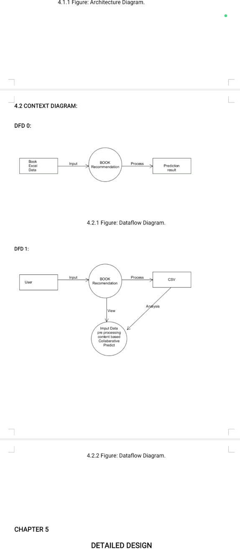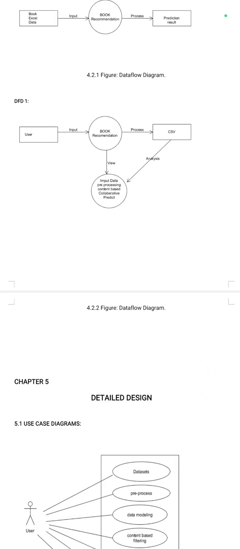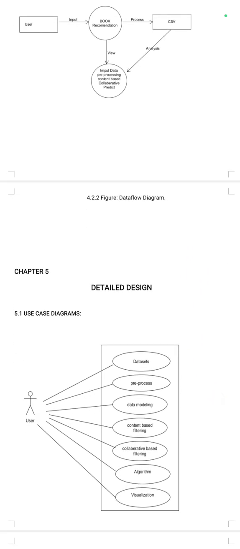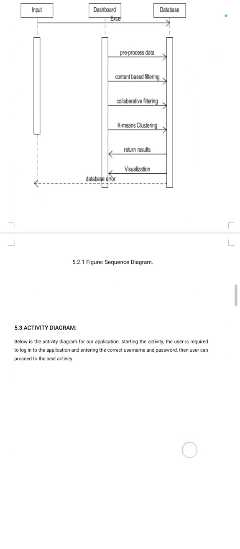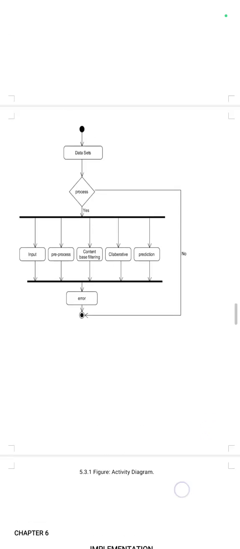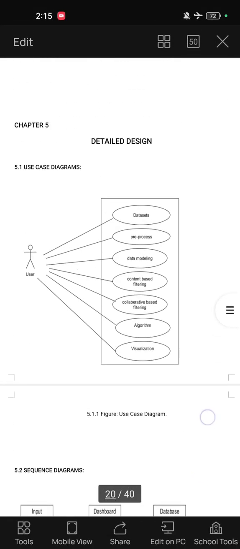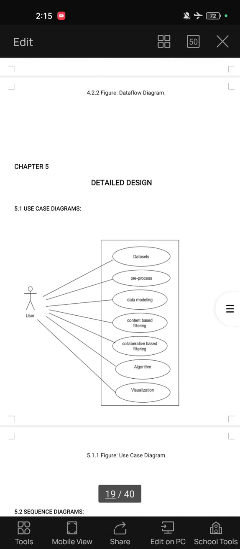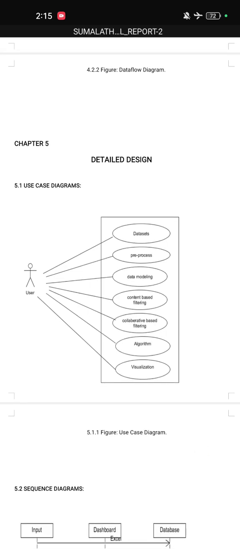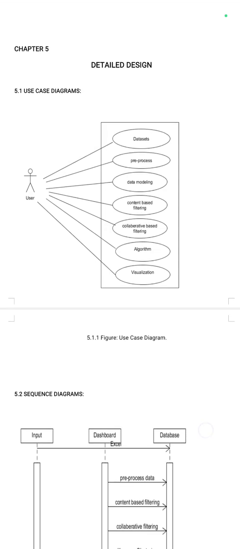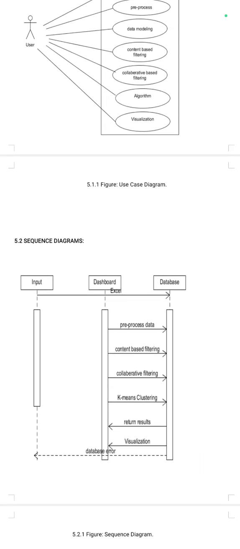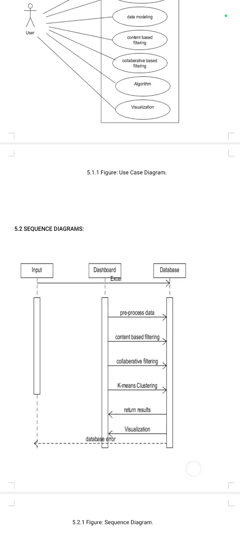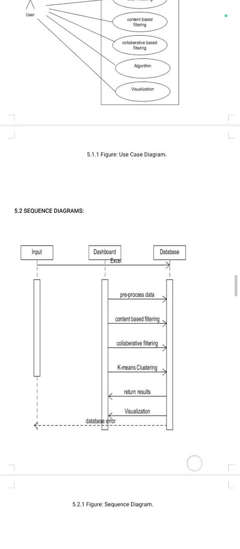Next is chapter 5, detailed design. In detailed design, we have to use a use case diagram, sequential diagram, and activity diagram. In the use case diagram, there is a data set, a preprocessor data module, construct database, content-based filtering, a collaborative filtering algorithm, visualization. In the sequential diagram: input to dashboard, database error, content-based filtering, collaborative filtering.